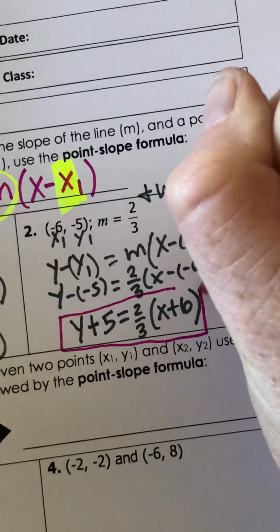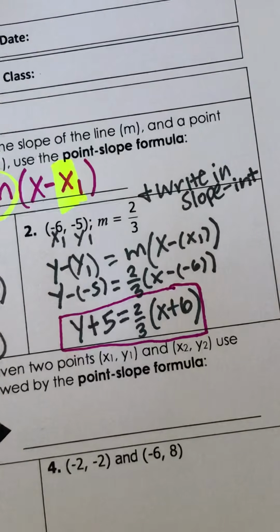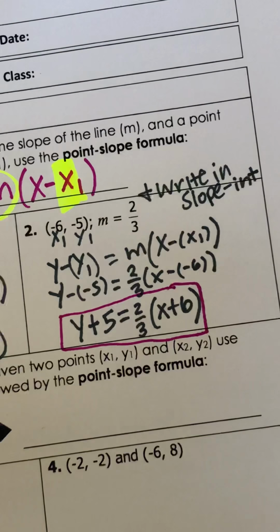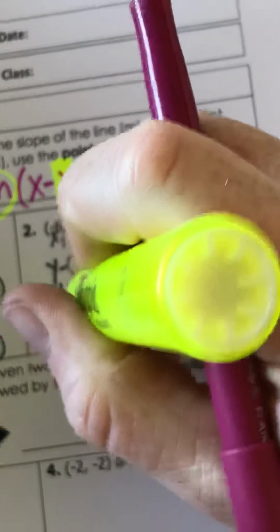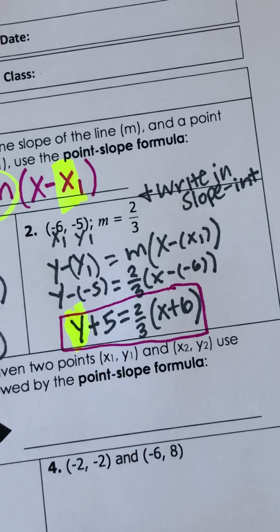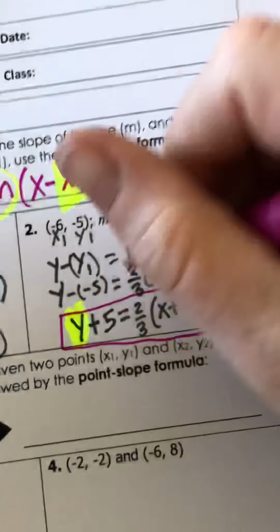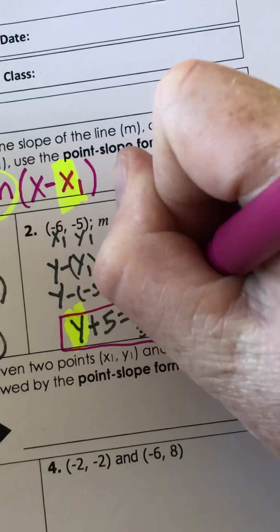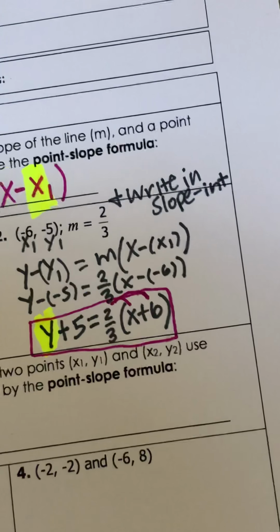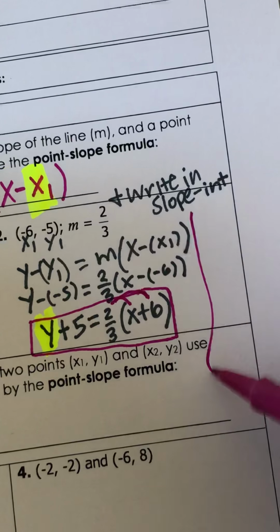But if you were asked to write in slope intercept form, y would have to be alone, right? We need y equals mx plus b. So let's practice that with just this one, and then you could graph it from there. I mean, you can still graph a point and count the slope, but either way, let's just practice writing in that form. So we're gonna have to distribute the 2/3 on the right side.